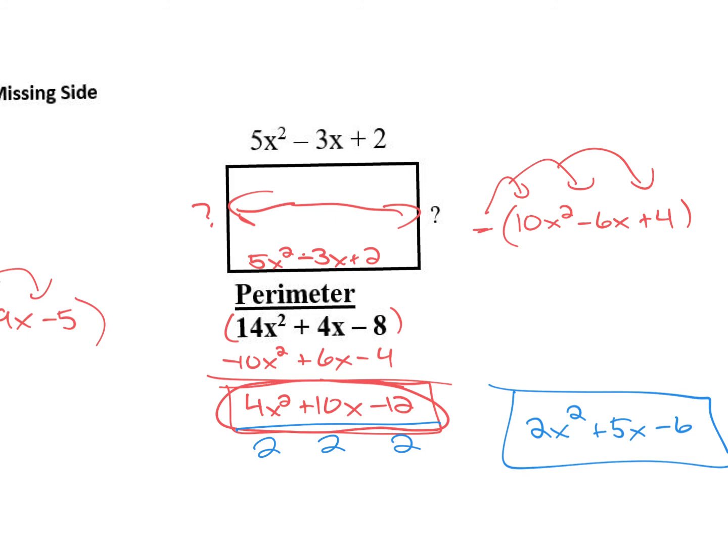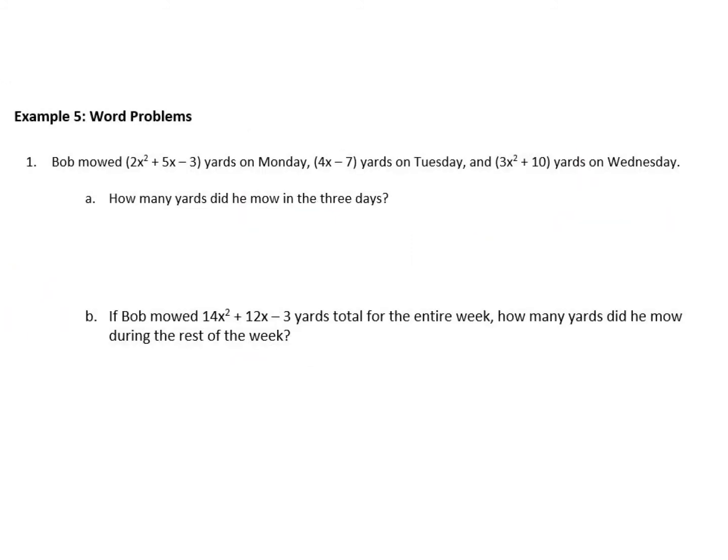Okay, let's take a look at some other ones. This problem here is telling us that Bob mowed 2x squared plus 5x minus 3 on Monday, 4x minus 7 yards on Tuesday, and 3x squared plus 10 yards on Wednesday. So how many yards did he mow in the 3 days?